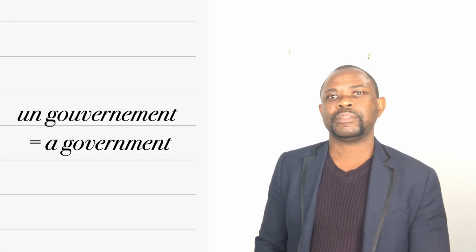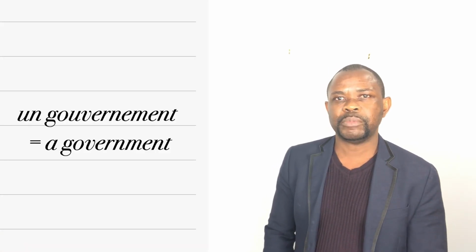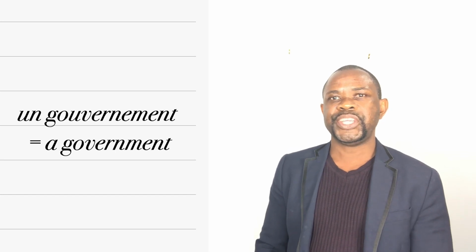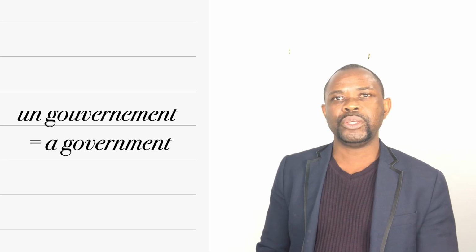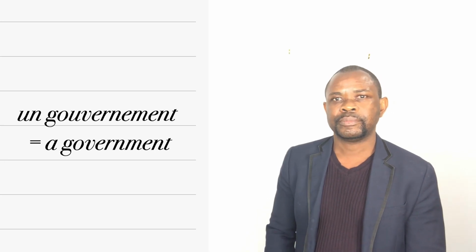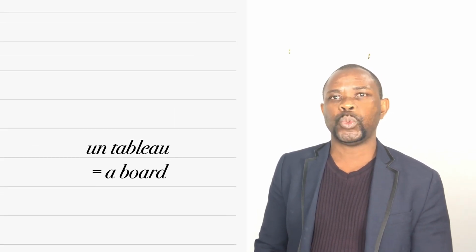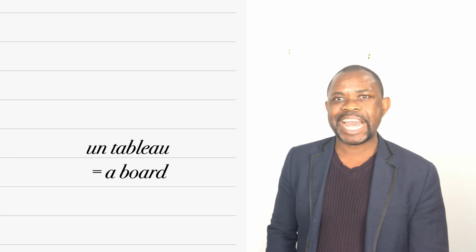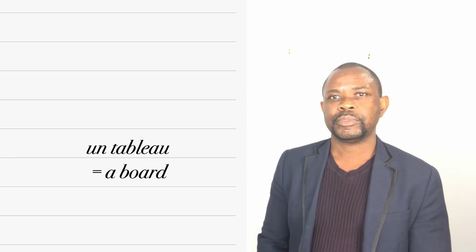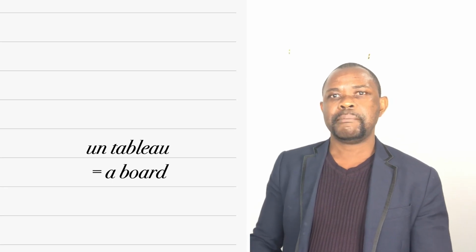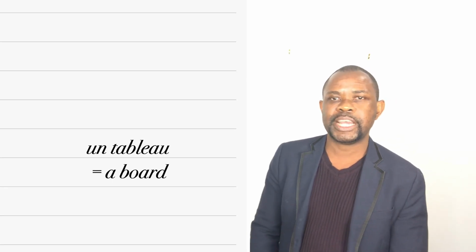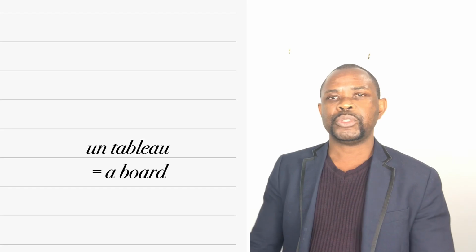The next one is gouvernement. Gouvernement ends in a T. So we can safely conclude that it's masculine. So we say un gouvernement. Next one is tableau. Tableau ends in a U. So we can safely conclude that it's masculine. So it's un tableau.